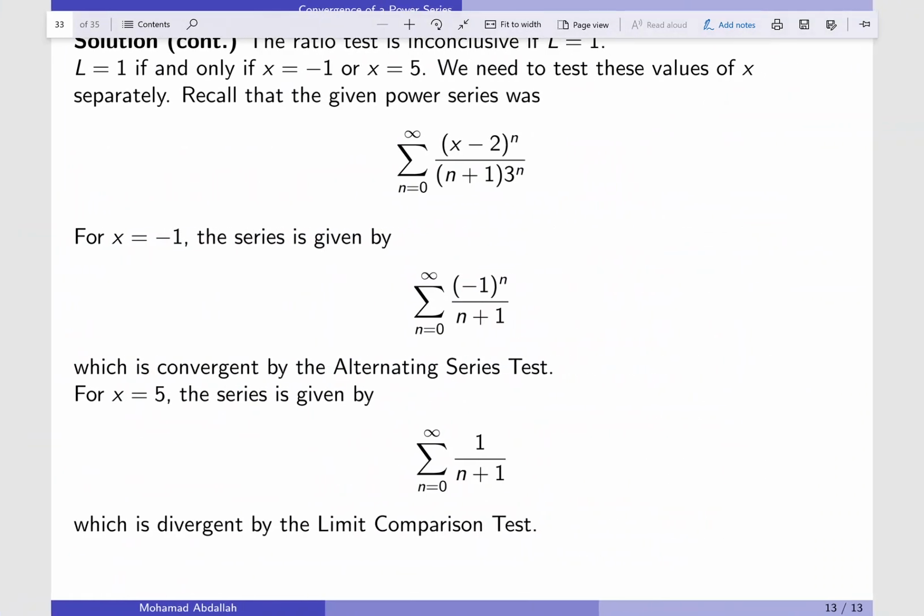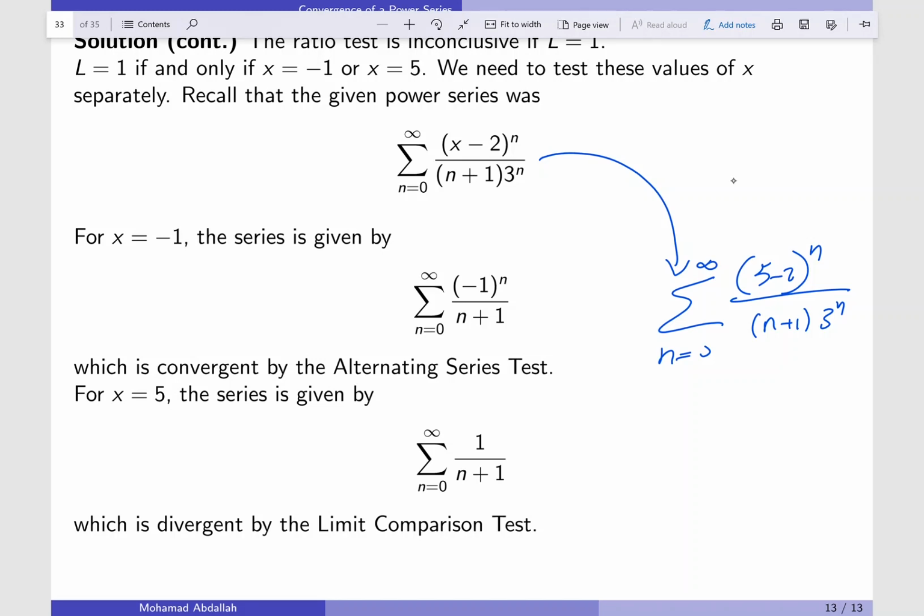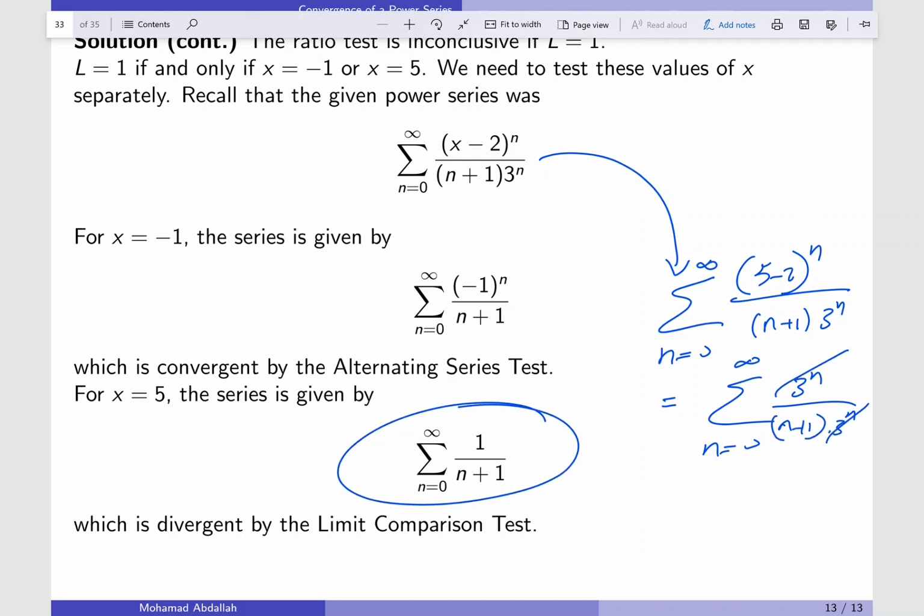Now what happens when x is equal to 5? In a similar way, when x equal to 5 here, that becomes the sum from n equals 0 to infinity, 5 minus 2 to the power n over n plus 1 times 3 to the n. 5 minus 2 is 3, so that's the sum from n equals 0 to infinity, 3 to the n over n plus 1 times 3 to the n. Cancel this with this, you end up with this series. Clearly, this is divergent. You can compare it to the harmonic series using the limit comparison test.